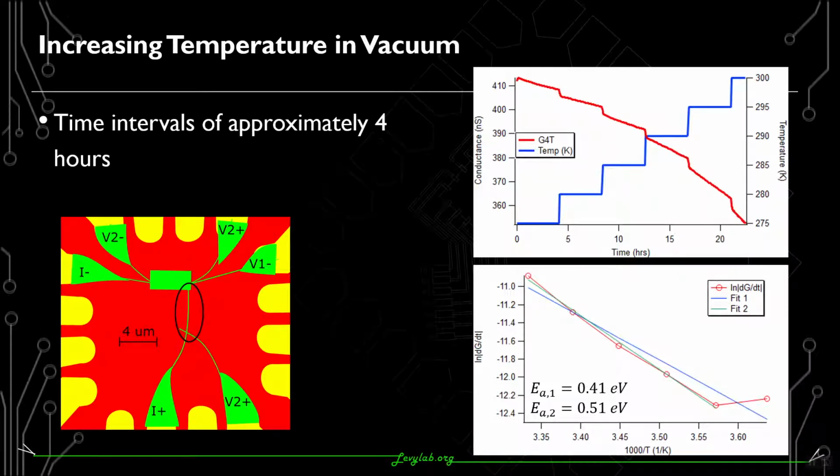Lastly, we consider what happens if we decrease the temperature in vacuum. And in this case, we use time intervals of approximately 4 hours, because we noticed that for the increasing temperature in air test, the decay was very slow, so we wanted to make sure that we had a long enough time interval to get a good picture of what was going on. In this case, again, we see this slight outlier point here at 275 Kelvin, and including it, we see an activation energy of 0.41 eV, and excluding it, we see an activation energy of 0.51 eV.